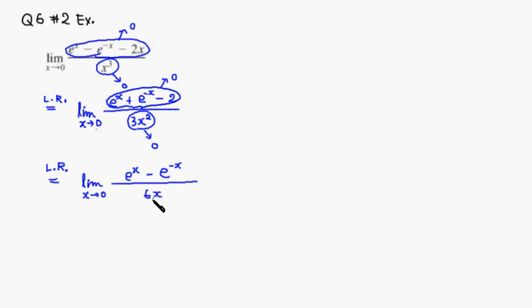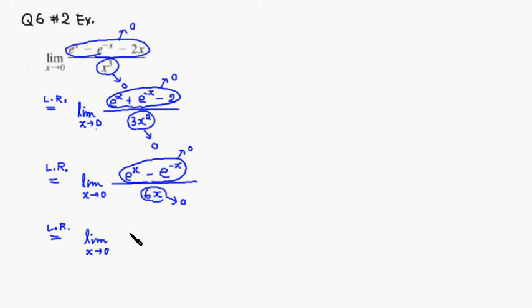Then plug in. Again, the denominator goes to 0. And the numerator, e to the 0 is 1 minus e to the 0 is 1. So the numerator still goes to 0. Then we apply L'Hopital's rule again. Hopefully this is the last one. So you have a limit as x approaches 0.